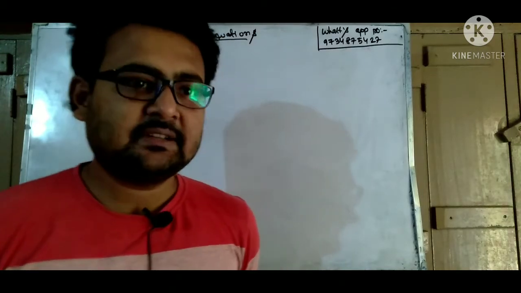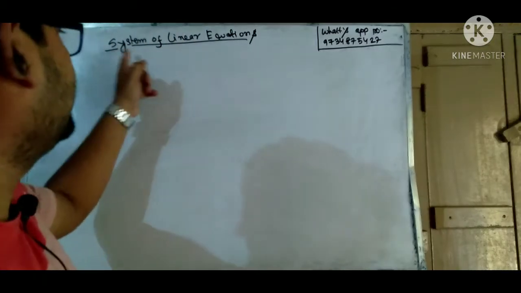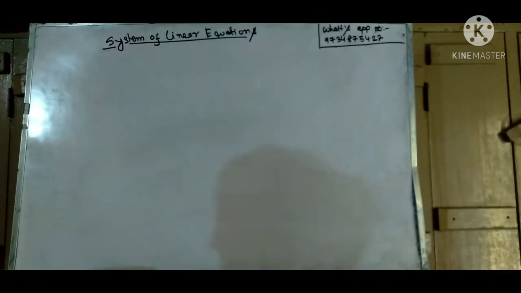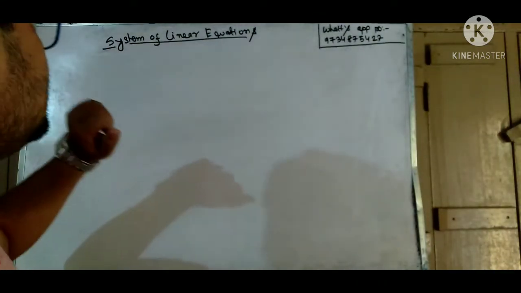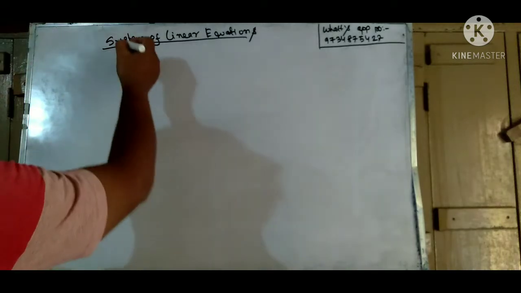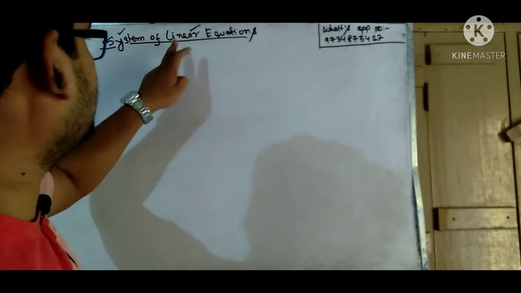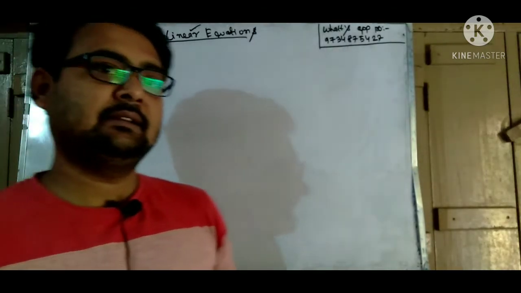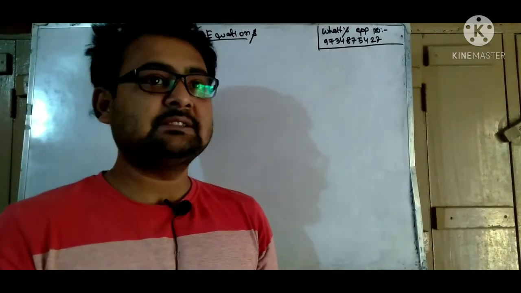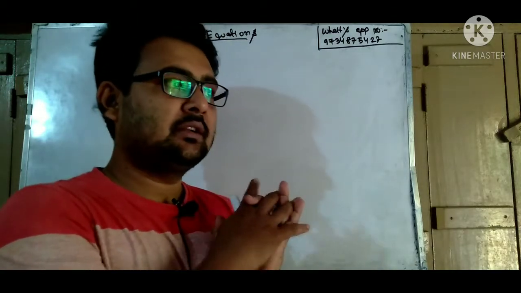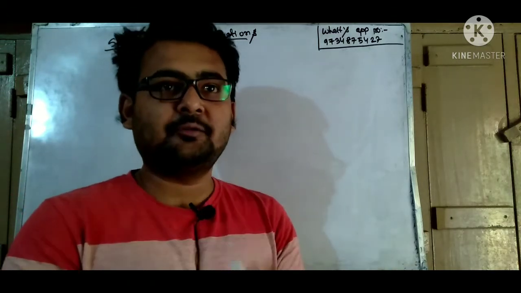So today we will discuss the topic system of linear equations. Before starting this topic, let us first discuss the terms system and linear equations. What is the meaning of system and the term linear equation? Now, a linear equation is a special type of equation in which each term of the equation contains variable of power 1.